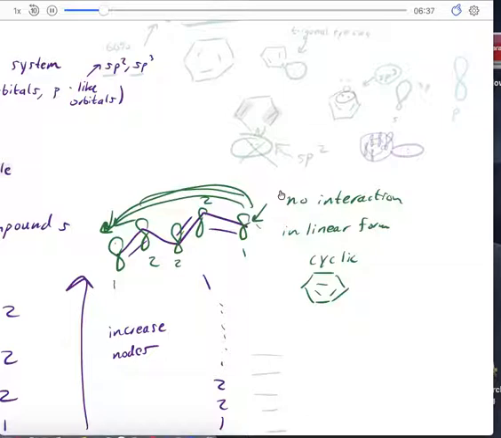Well, so sp3 is 75% p character, and sp2 is 66% p character. So this is easier to explain with an example. I'll just put it right here.